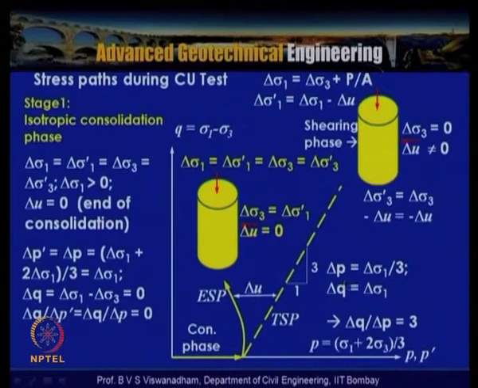So here in this case again delta P is equal to delta sigma 1 by 3 and delta Q is equal to delta sigma 1. So delta Q by delta P is equal to 3. So this actually runs like this. So this is for the shearing stages which are shown, and this is for the initial consolidation phase which are actually shown.